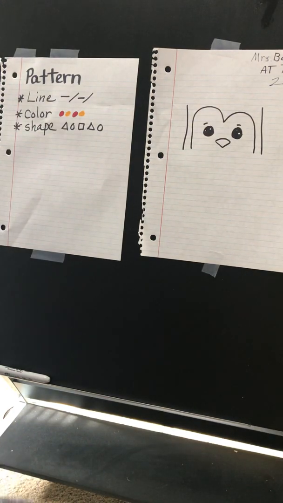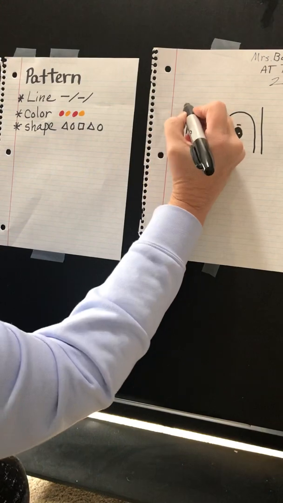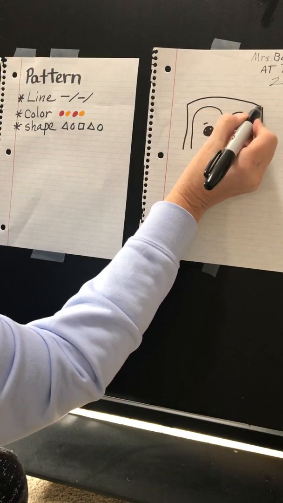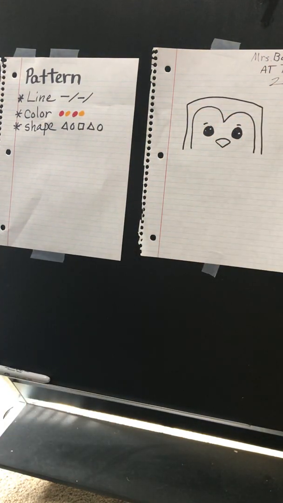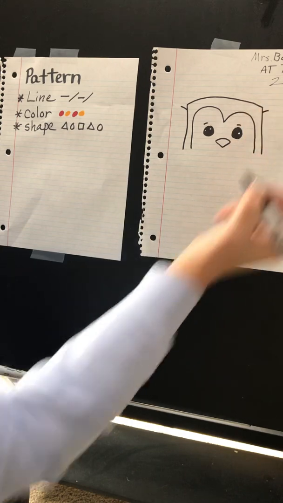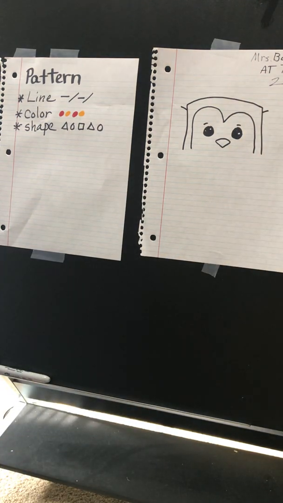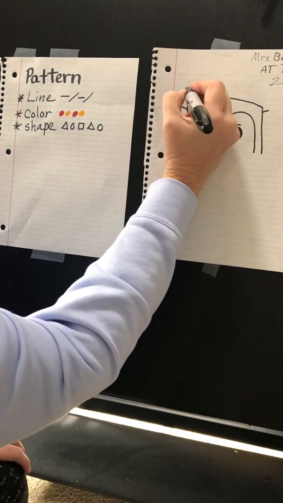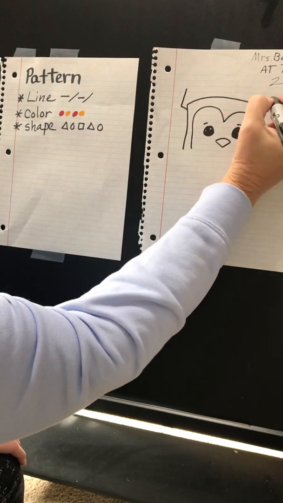Okay, now let's put a hat on him. So we're going to do a slight little rainbow line like this. Okay. And then let's come out here to the side and let's do a little diagonal line like that. And let's take it up and up.